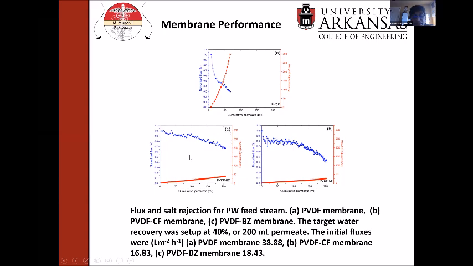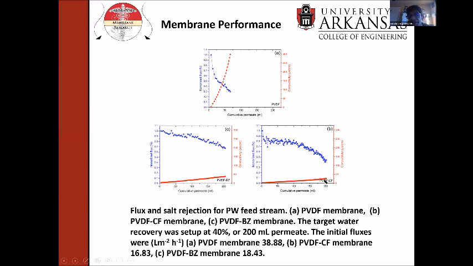The PVDF-BZ membrane is shown next. That's figure C, shown in the bottom left-hand corner. And you can see the conductivity starts to increase slowly, but it remains below 50 microsiemens per centimeter. And we generally consider conductivities above 50 microsiemens per centimeter as being the case when we have breakthrough of water and the membrane fails. And you can see the flux continues to decrease slightly. If you look at the CF membrane, the performance is very similar.